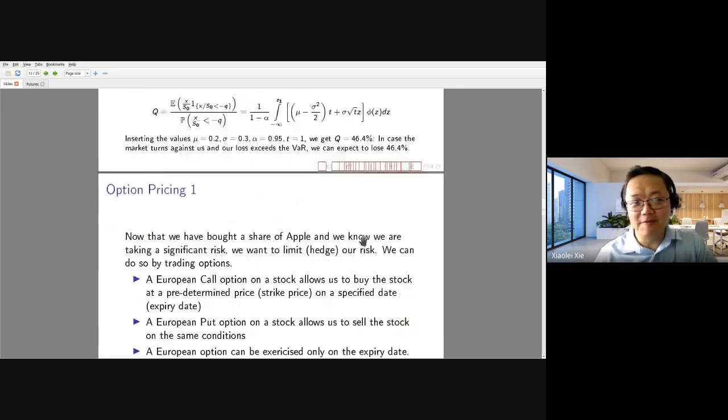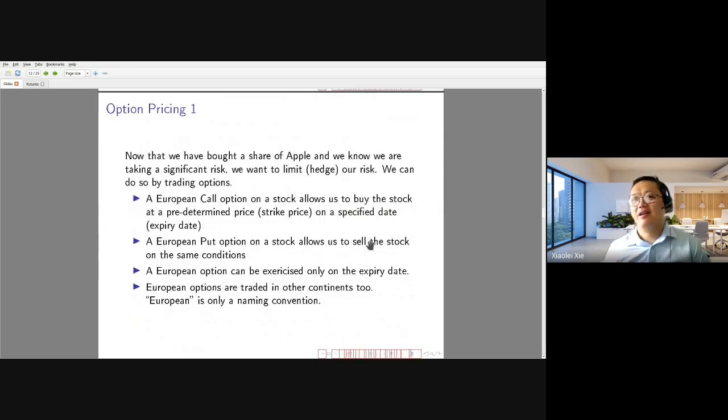So if we are going to commit some amount of money to a risky investment, like the one before, how can we limit our loss? So the financial instrument of options allows us to do that.